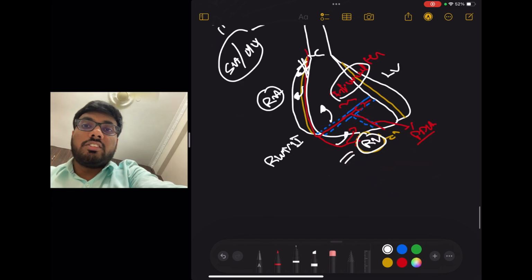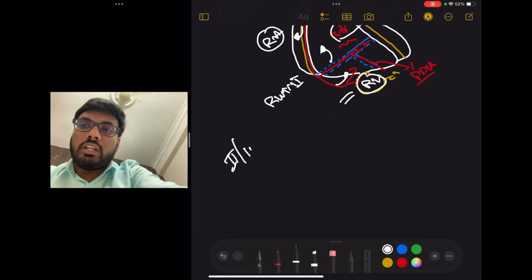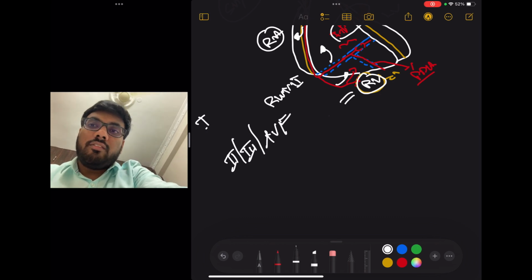Okay, bradycardia. ST elevations are seen where? Inferior leads. What are the inferior leads? Lead 2, 3 and aVF. These are the inferior leads.